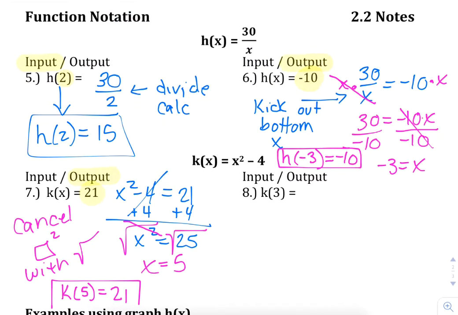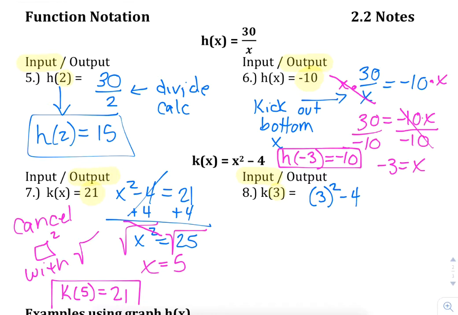All right, we got last one. Last one. I have k of 3. 3 is in the parentheses, so it's my input. That means we're going to plug it in. So I'm going to take that 3, and I'm going to put it in where the x is. So 3 squared minus 4.